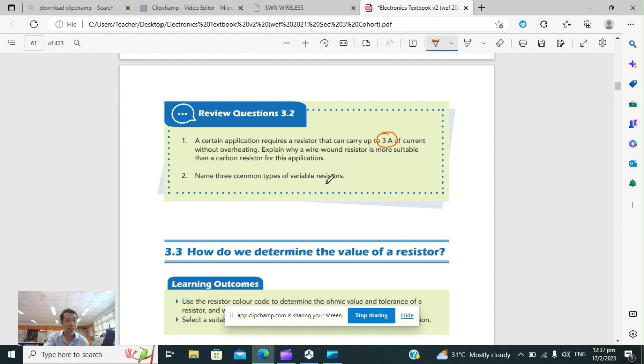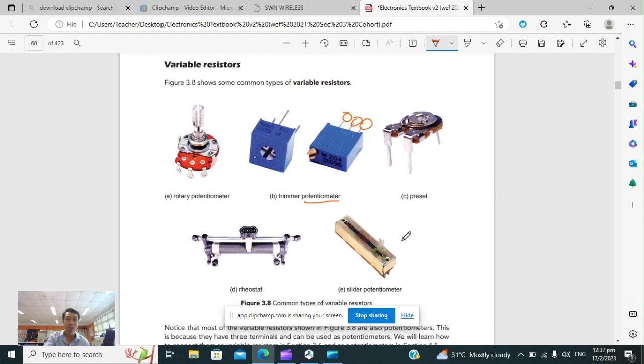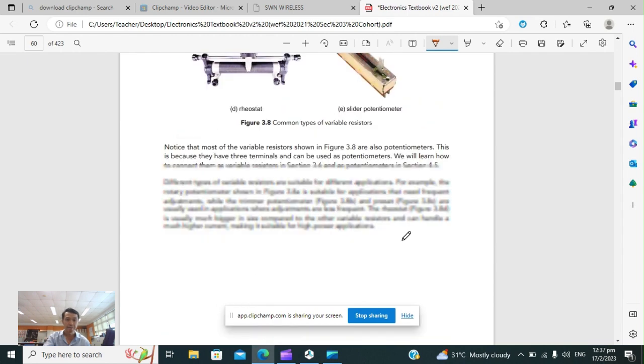So name the 3 common types of variable resistors. You can come over here, choose any 3. Okay, so you have to remember the names of the variable resistors.